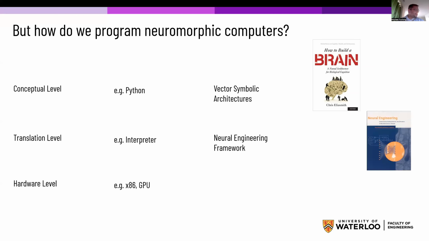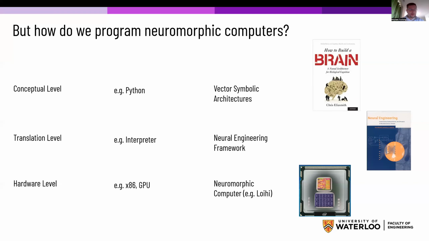And then we can use things like the neural engineering framework to make this connection between the symbolic and the actual implementation. And then we need some hardware to run it on. And of course, neuromorphic computing certainly seems like it's gaining traction and momentum. The Loihi is a great example, and provides us the substrate on which to run these algorithms. At least that's the hope.